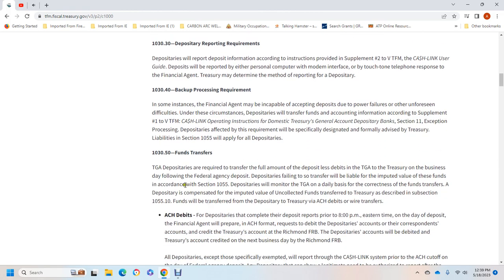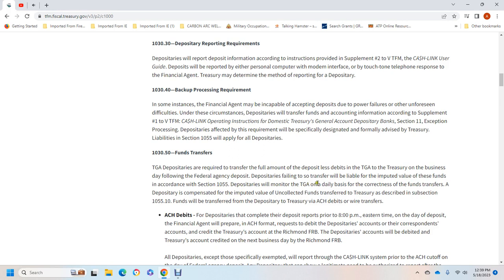1030-50, Fund transfers. Treasury General Account depositories are required to transfer the full amount of the deposit, less debits of the Treasury General Account, to the Treasury on the business day following the federal agency deposit. Depositories failing to do so will be liable for the imputed value of the funds according to Section 1055.